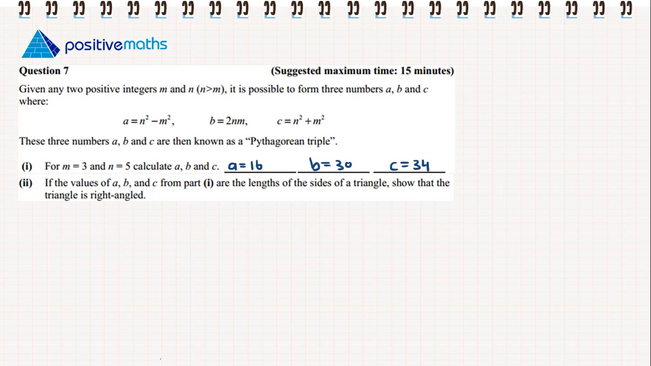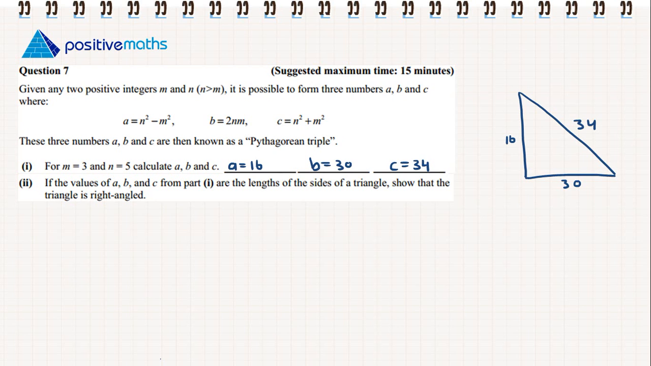Part 2. If the values of a, b, and c from part 1 are the lengths of the sides of a triangle, show that the triangle is right angled. Okay, so I'm going to draw a quick sketch. So the longest side is going to be 34. And mark this as 30 and this as 16. So it's not drawn to scale.